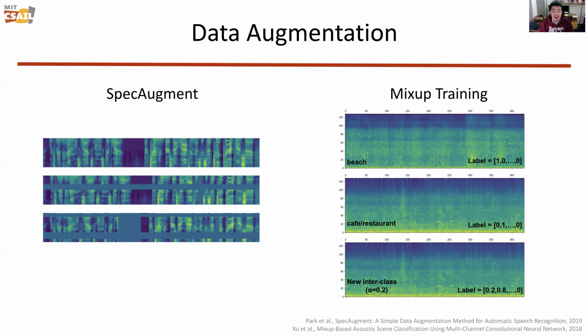We also apply data augmentation to the input. The first technique we apply is spectrogram augmentation. That is, we randomly mask a time span or frequency span. And we also apply mix-up training. That means we add up two audio clips and also add up their labels with a factor of lambda.